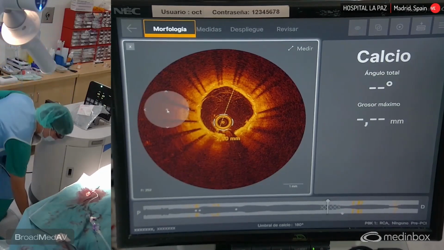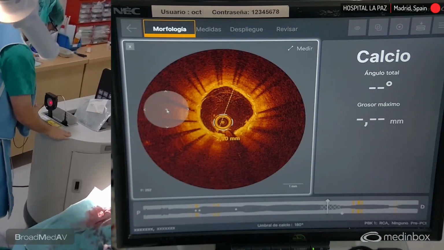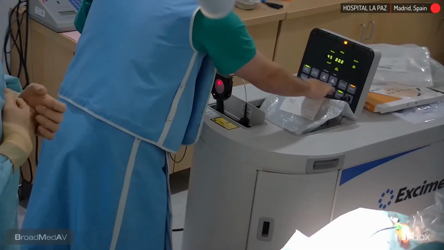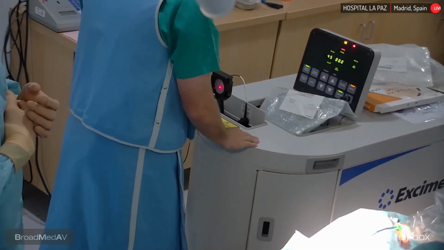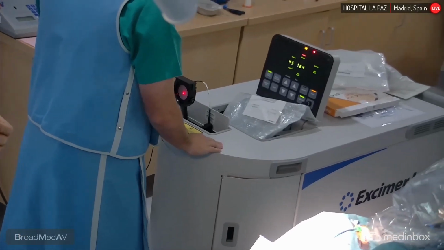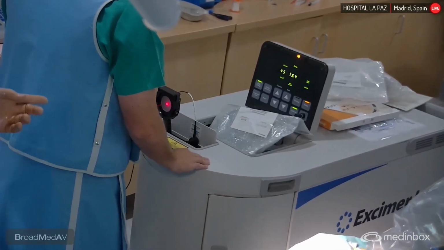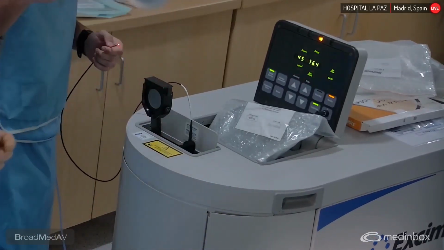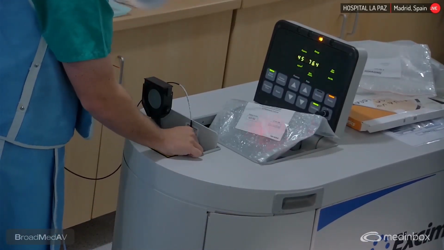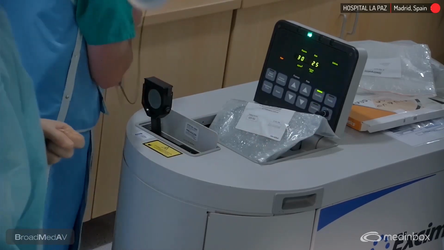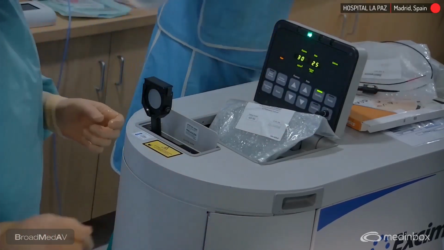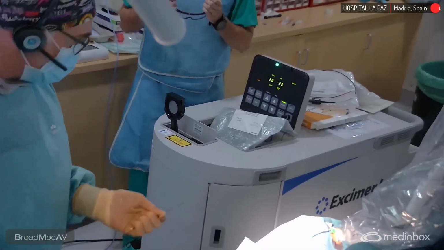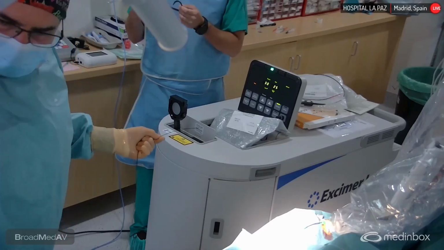I don't know if all of you can see us. Danny is preparing the laser console. The first step is to calibrate the console with a non-sterile catheter. He's calibrating now. In this moment, we cannot see the light of the laser. We should use protective glasses, sunglasses. And now we open the sterile catheter and calibrate again.